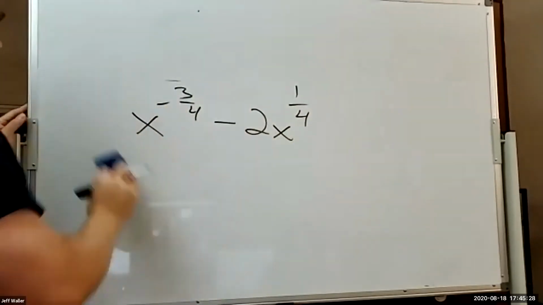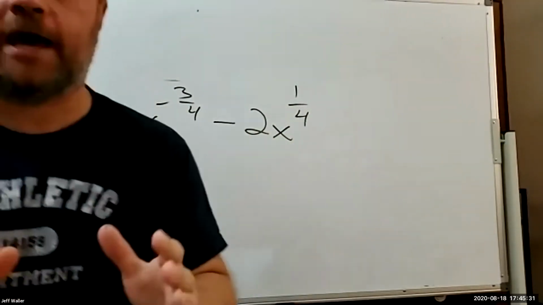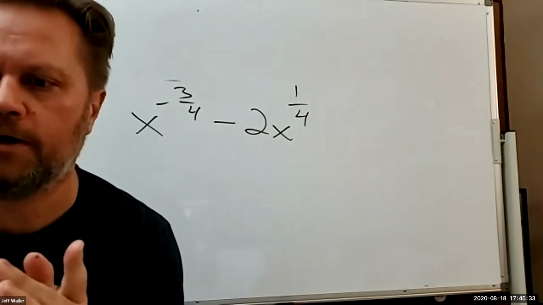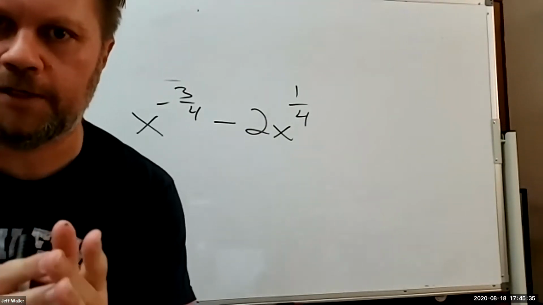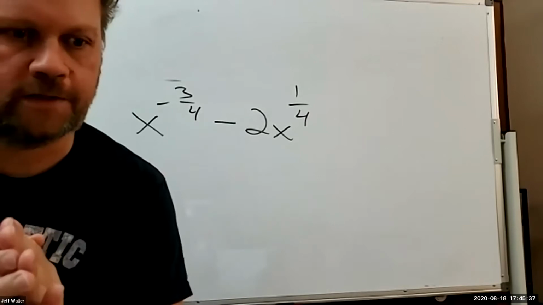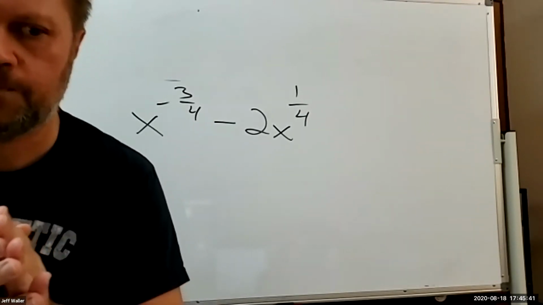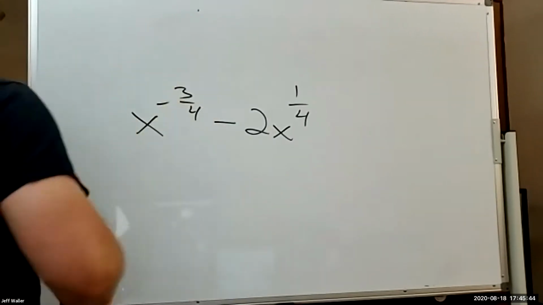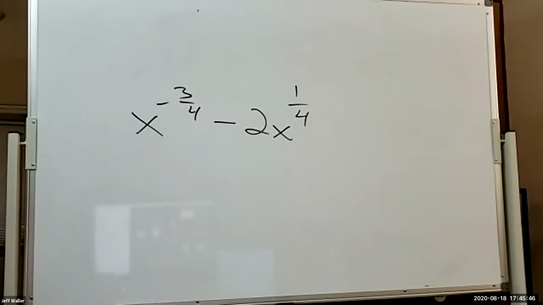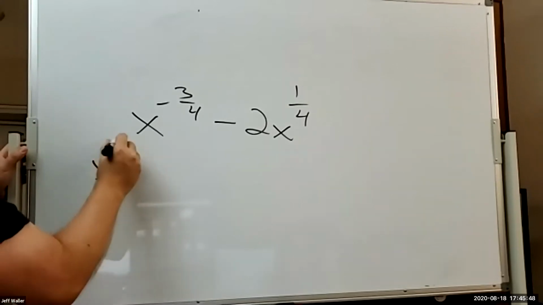So what was the general idea we just discussed? You take out the smallest power on the variable that you see, right? So what's the smallest power that I see in this expression? X to the negative 3/4. So you take out an x to the negative 3/4.